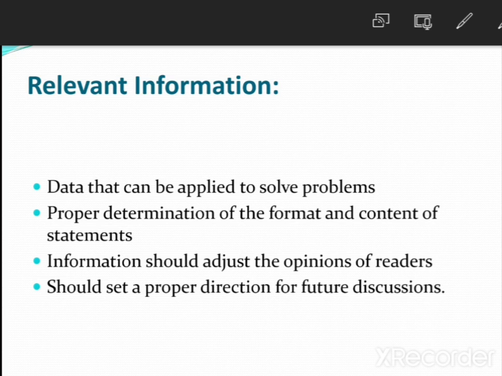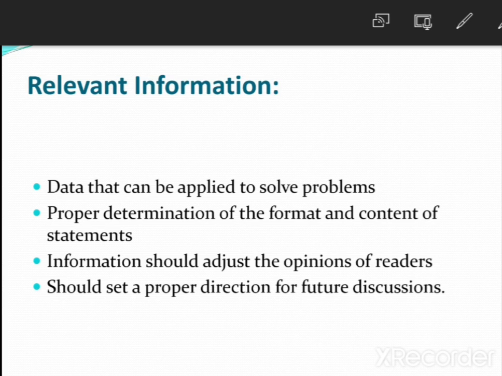Next is proper determination of the format and content of statements. If you are able to determine properly about the format and the content of the statement, it means that if you understand everything that is written over there and all the content of the statement that is given in the text, it means that you are reading the relevant information and you are reading the proper kind of data.